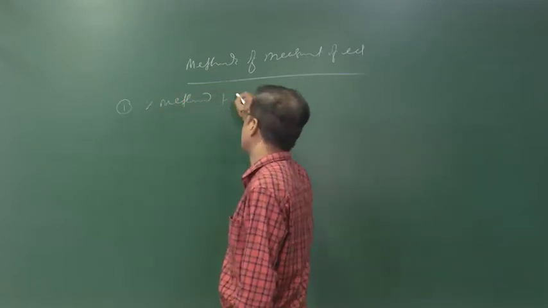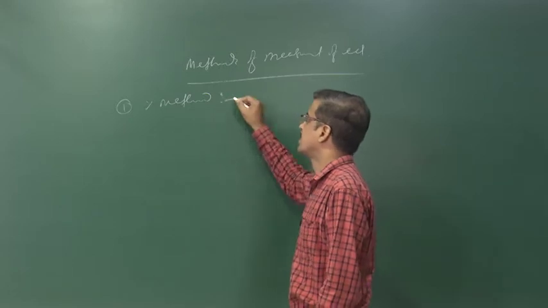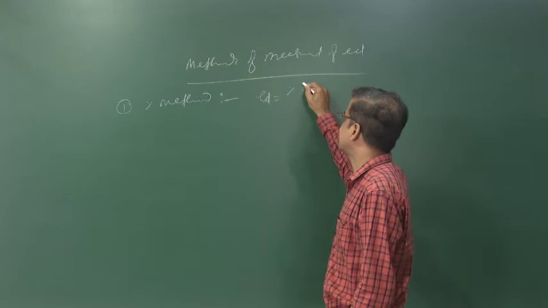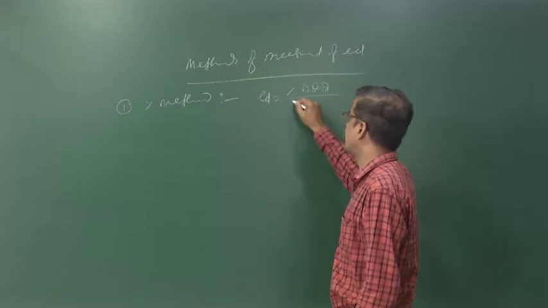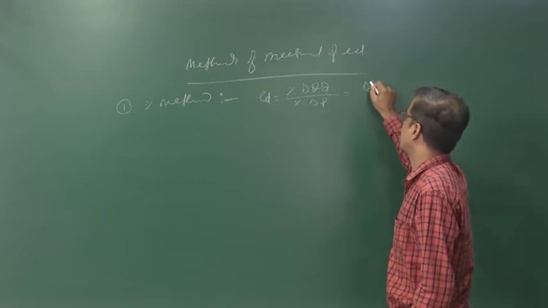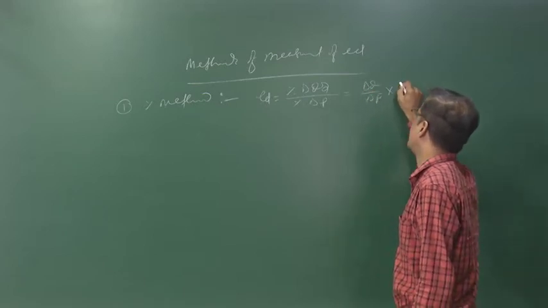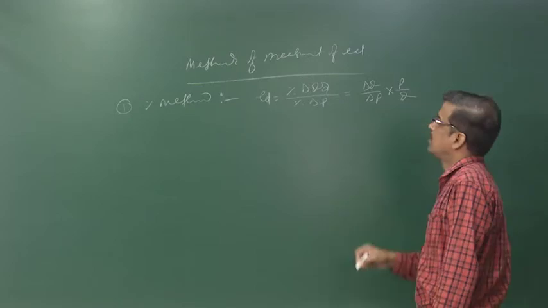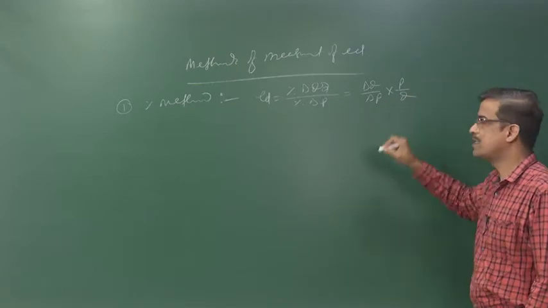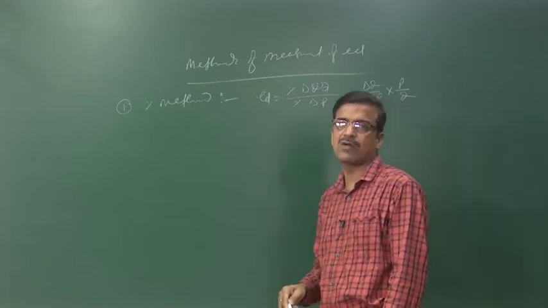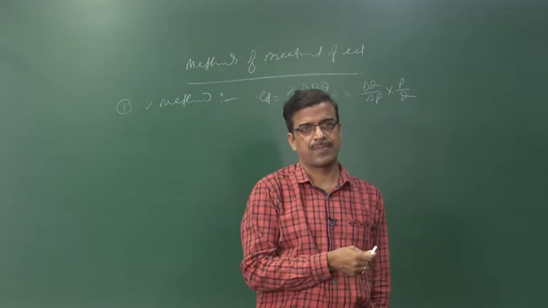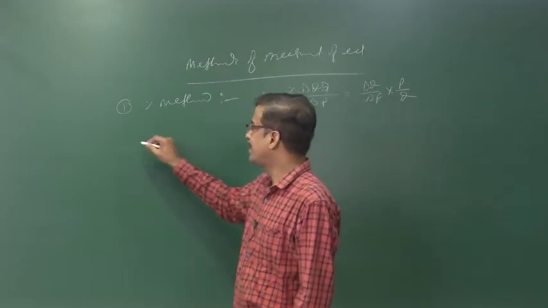The percentage method we already studied in the previous class. That means elasticity of demand equals the percentage change in quantity demanded divided by the percentage change in price of the product, or it is nothing but delta Q upon delta P into P by Q, right. Delta Q is the change in quantity, delta P is the change in price, P is the initial price, Q is the initial quantity. That method we already completed in the previous class. Now, we move to the next method.